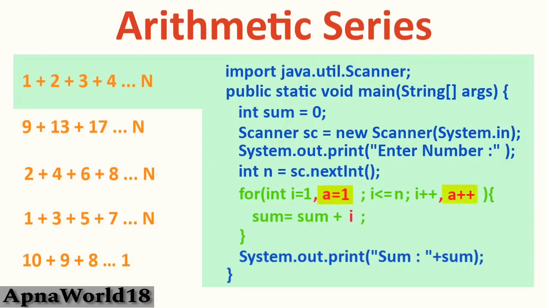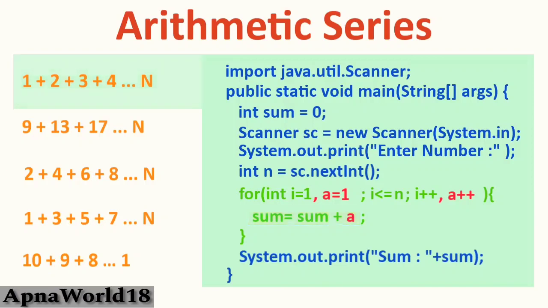What this is doing is that when the loop starts, it is initializing a to the first member of the series and then incrementing it by 1 every iteration. Inside the loop, we will just add a to sum every time. This completes the first series program.